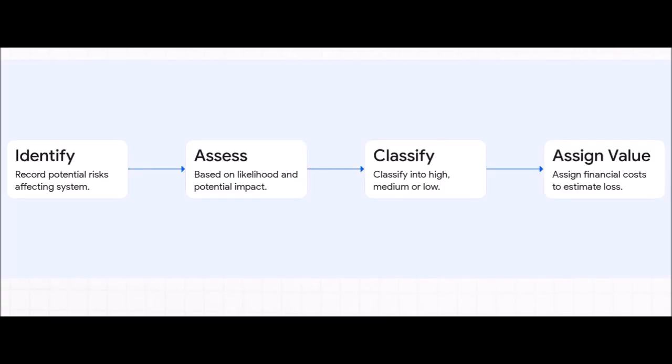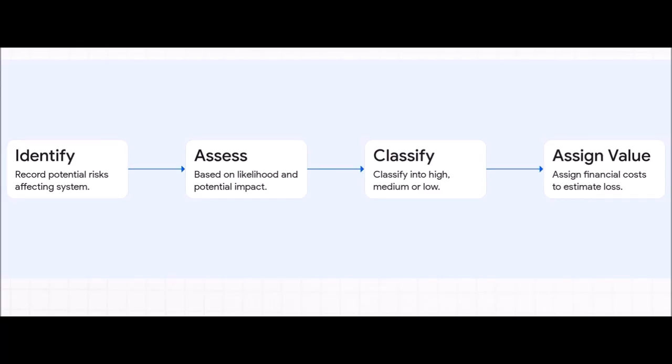Here's the exact methodology required for question 8B on minimizing data loss. Step 1. Identify and record the potential risks. Step 2. Assess each risk based on its likelihood of actually occurring and its potential impact. Step 3. Classify these using a risk matrix, categorizing them into high, medium, or low to help prioritize.